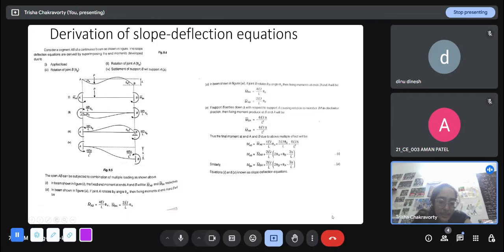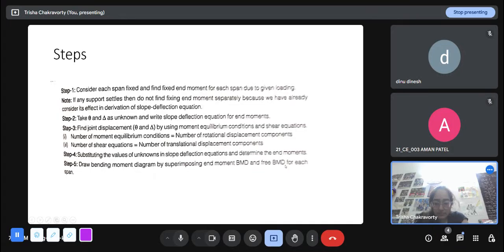as we saw in this. So MAB is this equation, MBA is this equation in short form. Like we take 2EI by L common and make a smaller, more compact form. These two equations. Then step 3 is the main solving step.